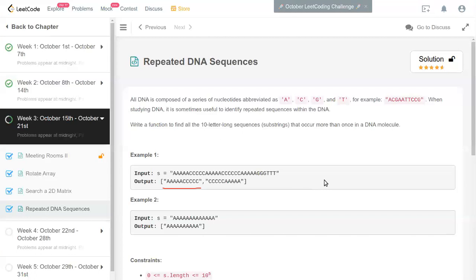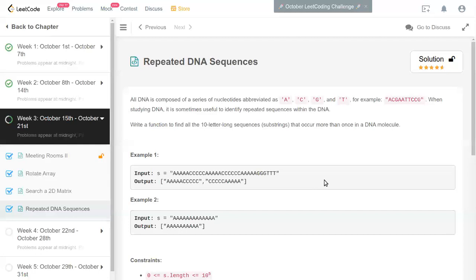It could be overlapping. So look at the second example. The first 10 letters is all A's, and that is repeated in the second 10 letters, which is overlapping. So that's also acceptable here, right? But if the length of the whole string is less than or equal to 10, obviously there is no chance, right? Even 11 has a chance. Imagine having an input with 11 A's in that. So that's essentially two substrings which are next to each other, and it is repeating, right? So that's why 11 has a possible answer, right?